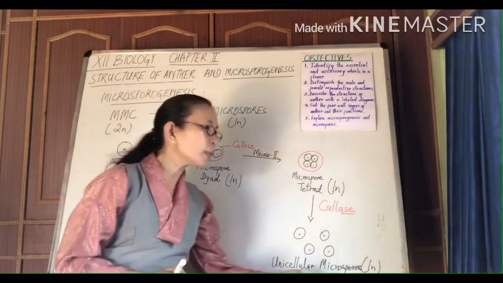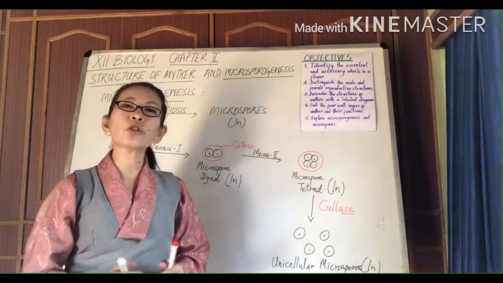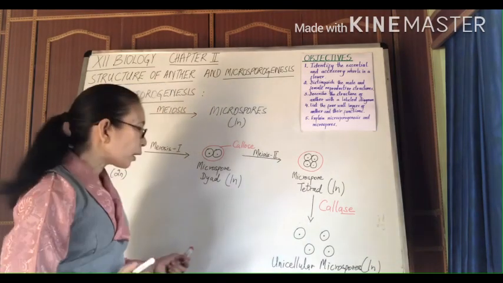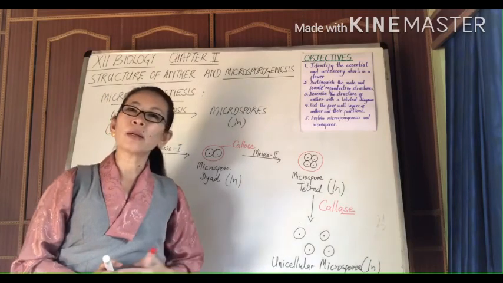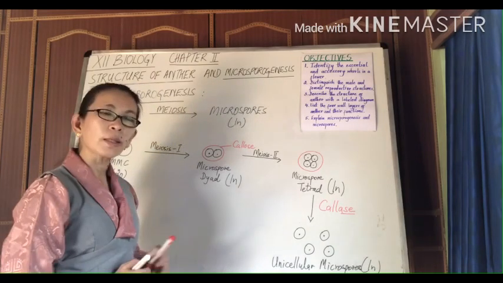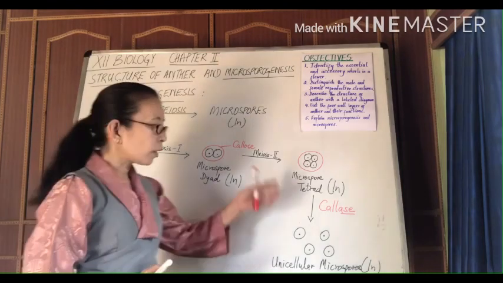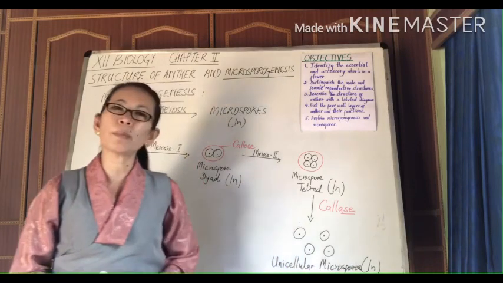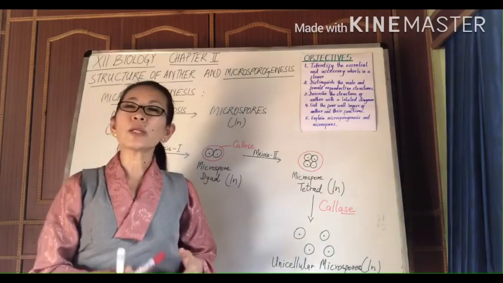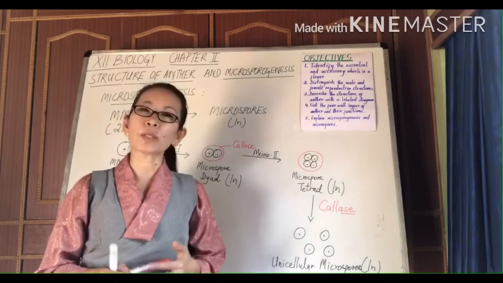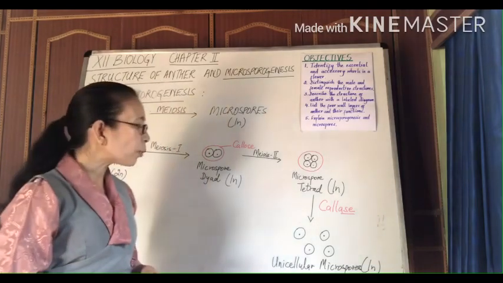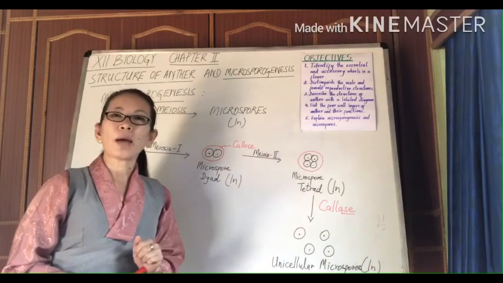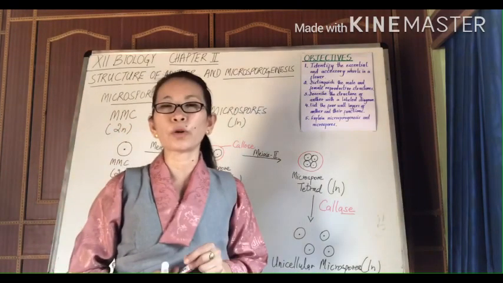And such unicellular microspores would then eventually be dividing and differentiating into yet another very important structure of the male body, which is the pollen grain, right? Which we are going to be taking up in our next tutorial. So now, what are these unicellular microspores? These unicellular microspores are the haploid male spores, and they are all produced by the process of meiosis inside the anther, particularly within the microsporangia, right?